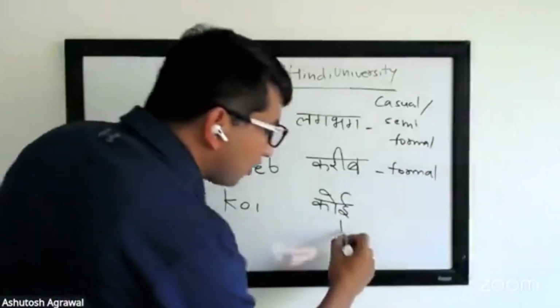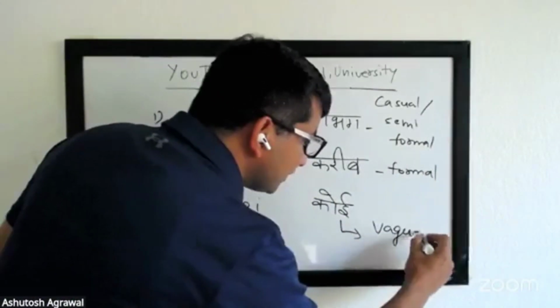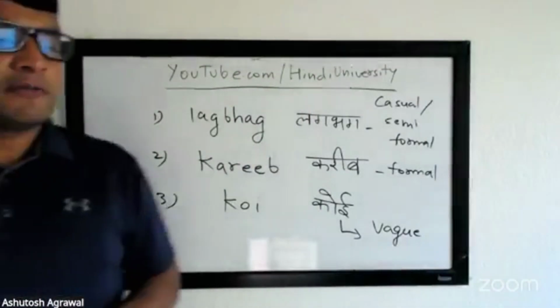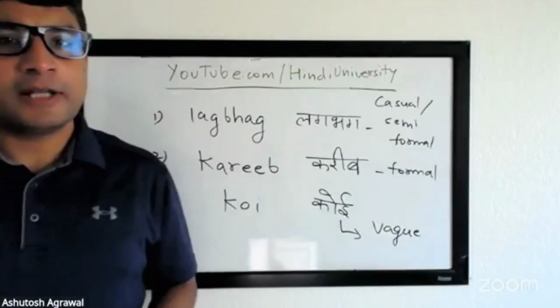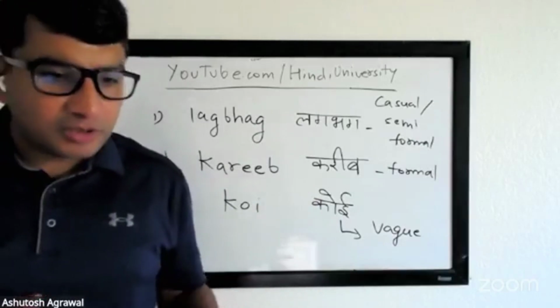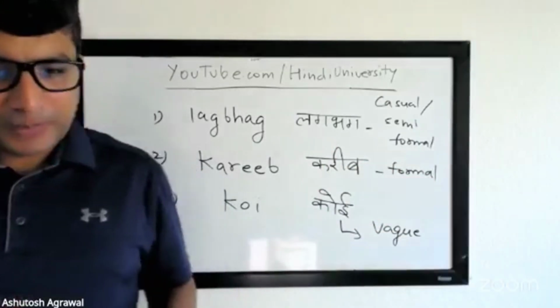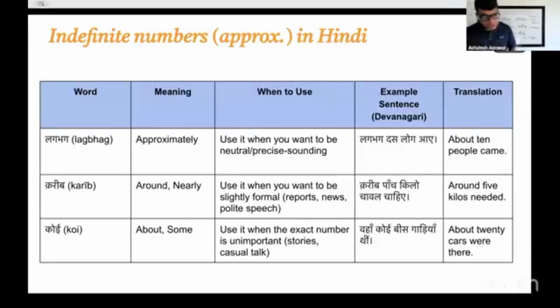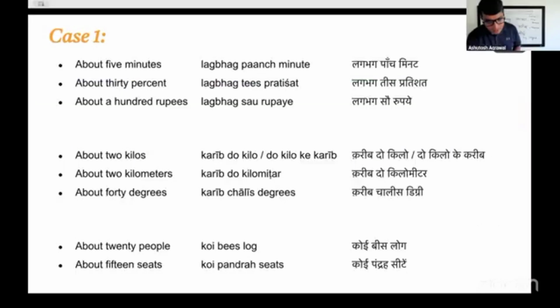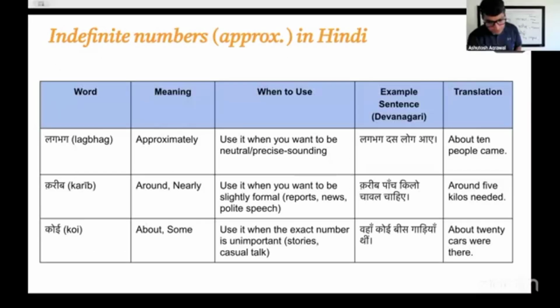When you want to be a bit vague, when you don't want to give any precise information, like when you talk about a party and how many people came, right? If you want to be completely vague, when the focus is not on being precise, you can say koi 10 log aaye the, about 10 people came. Lagbhag means approximately, and you use it when you want to sound neutral. The tone will be neutral when you use lagbhag. Lagbhag 10 log aaye, about 10 people came.